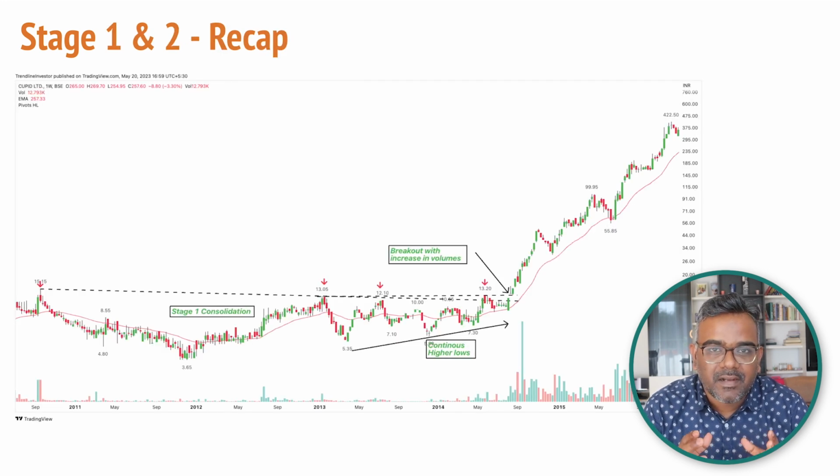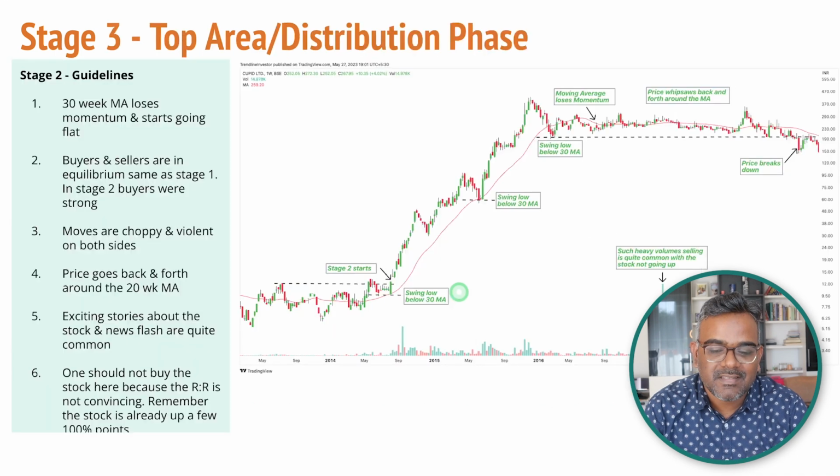So let's get started. First, a short recap on stage 1 and stage 2. In stage 1, the rule is that the stock is going sideways. The 30-week moving average is going sideways, and the stock is basically consolidating for the last many months or so. Stage 2 is nothing but the stock starts rising, the 30-week moving average starts rising, and the stock has broken out from a very long stage 1 consolidation with volumes. That's stage 2. So today, stage 3 is the top or distribution phase, where the stock goes sideways and eventually starts dropping into a stage 4 phase. So some rules, let's start discussing.